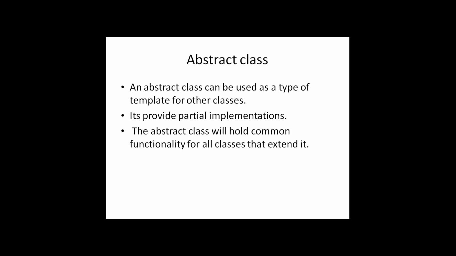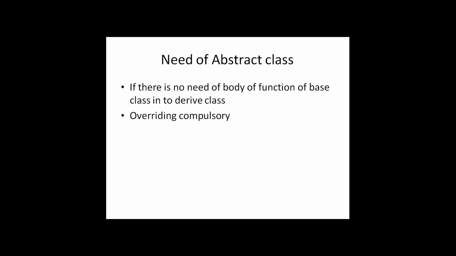Okay, so the problem is that there is a need for an abstract class. Why do we declare an abstract method, meaning a method without any body? There are two needs of an abstract class. One is when there is no need of the body of a base class function in the derived class.